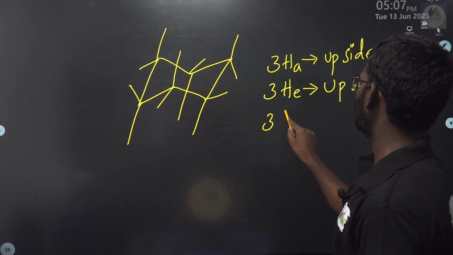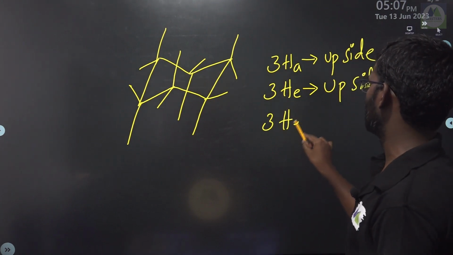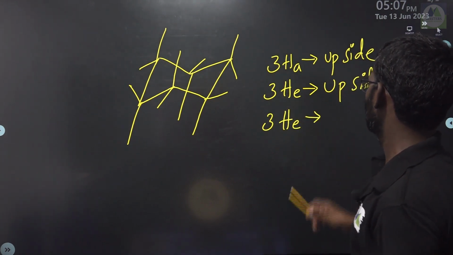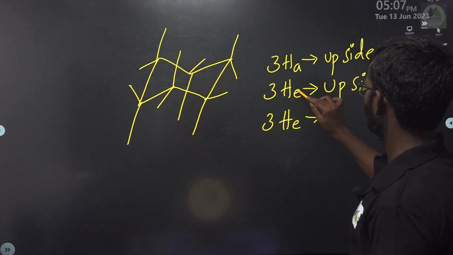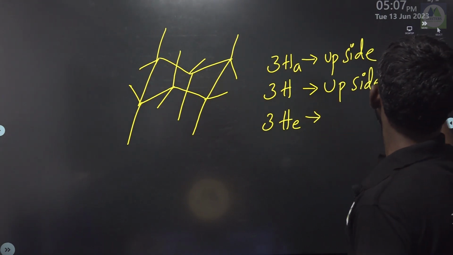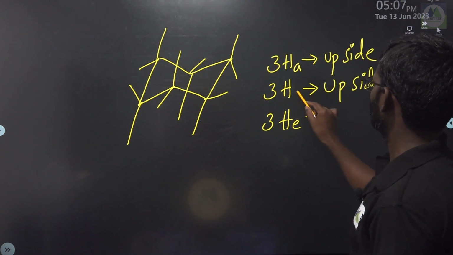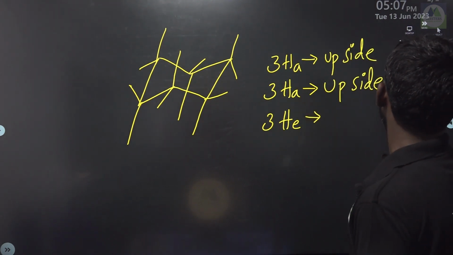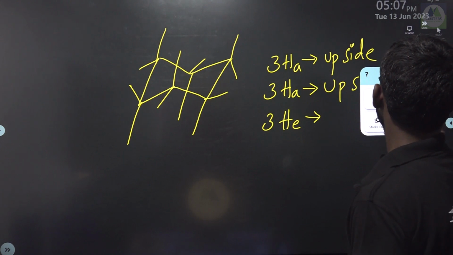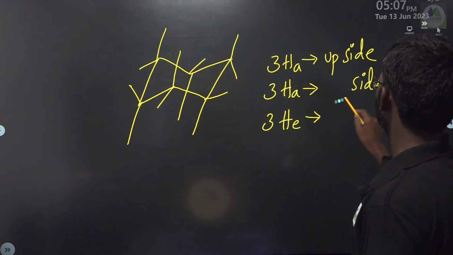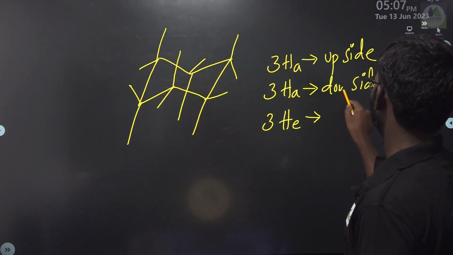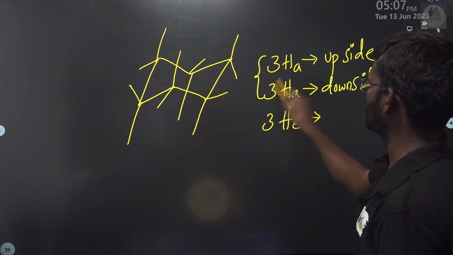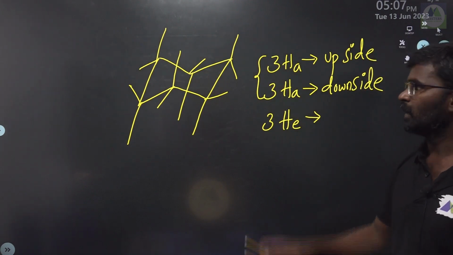So, 3 hydrogens equatorial. Sorry, here axial, not downside here. Here downside. So first case we are discussing only hydrogen axial, right?